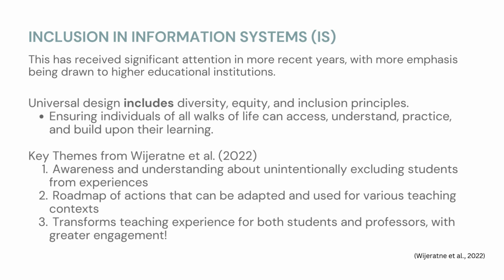So, a key theme from the article that I pulled this from was awareness and understanding about unintentionally excluding students from experiences. So, you unintentionally exclude individuals that can't afford school full time, you're excluding their opportunity to get schooling if you're not offering scholarships and grants and all of that good stuff, and making it accessible for them to apply to those and get them.